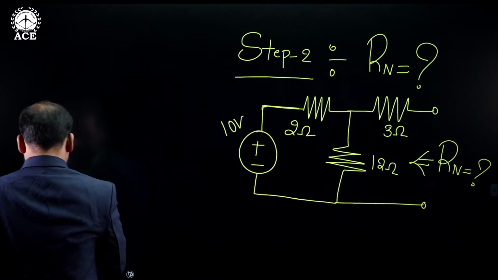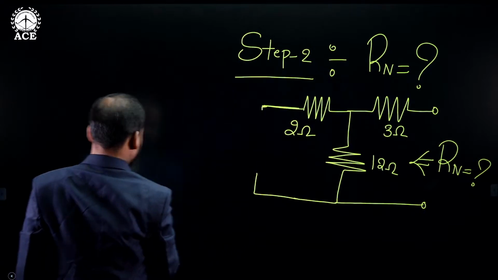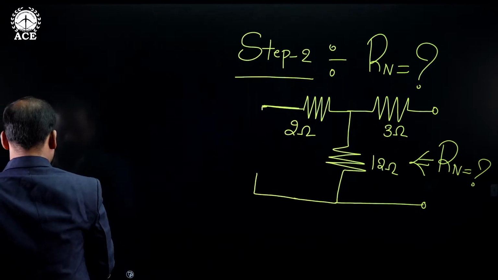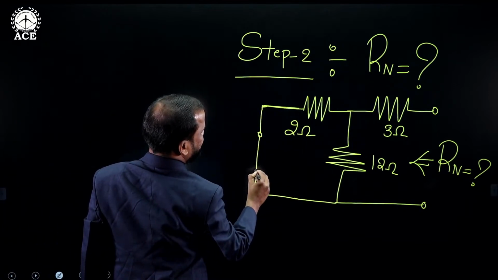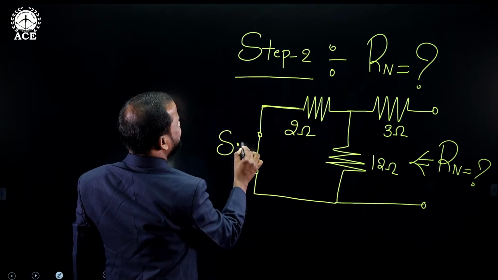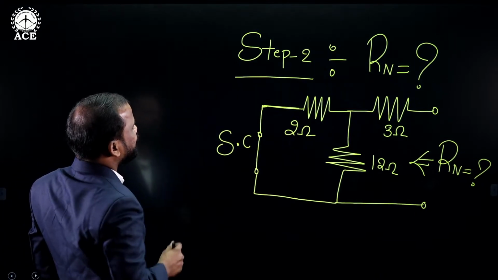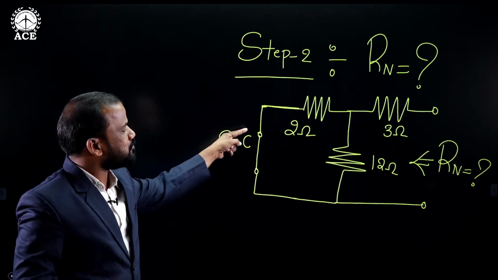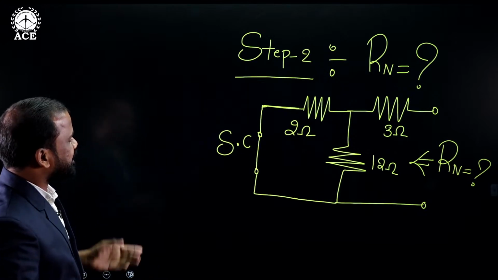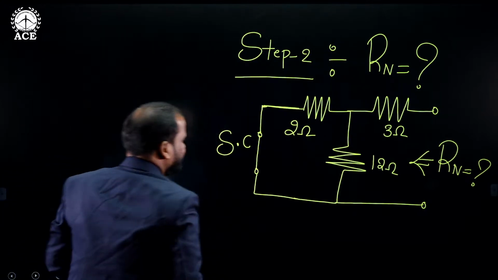So we need to short circuit this and find the R equivalent. Now you can see this. We are replacing a short circuit instead of the voltage source like this. So this is short circuited. I am writing S.C., it means short circuited. After replacing the short circuit instead of the voltage source, now you can see 2 ohms and 12 ohms both are connected in parallel. Now find the equivalent of that particular combination.